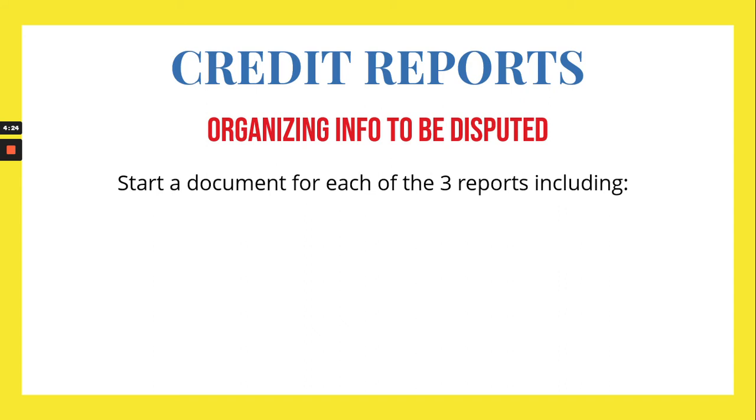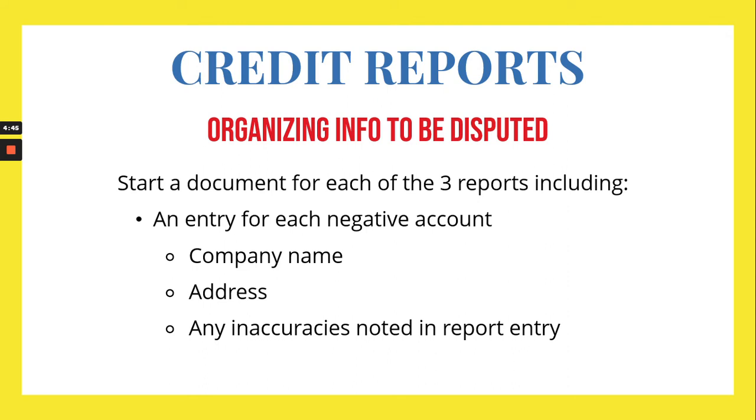Then you're going to organize the information to be disputed. You're going to start a document for each of the three reports, or three bureaus. If you purchase some of the upgrades, you will have access to a spreadsheet where you have this information. You're going to put an entry in for each negative account. You're going to include the company name, address, and any inaccuracies noted in the report entry. There's a document in your workbook also, or you can create your own, but you're going to want to record this information.